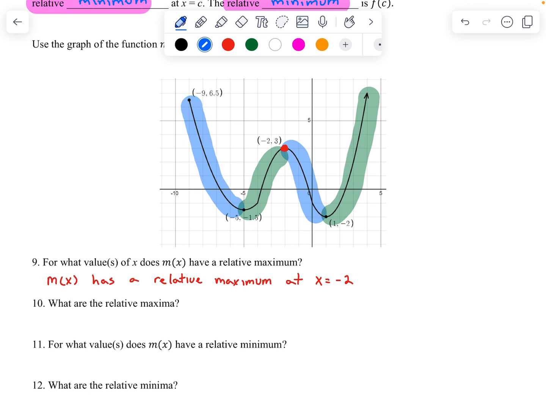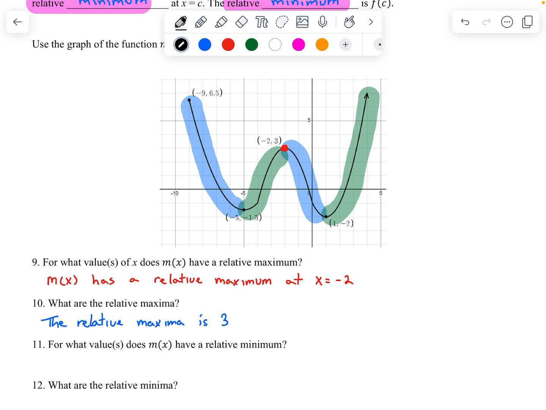All right, so what are the relative maxima? Well, in this case, there's only one, and that is the value 3. So the relative maxima is 3.